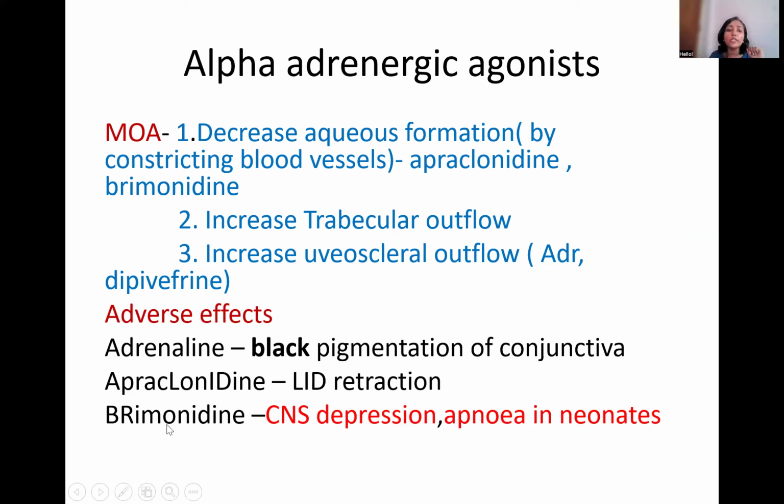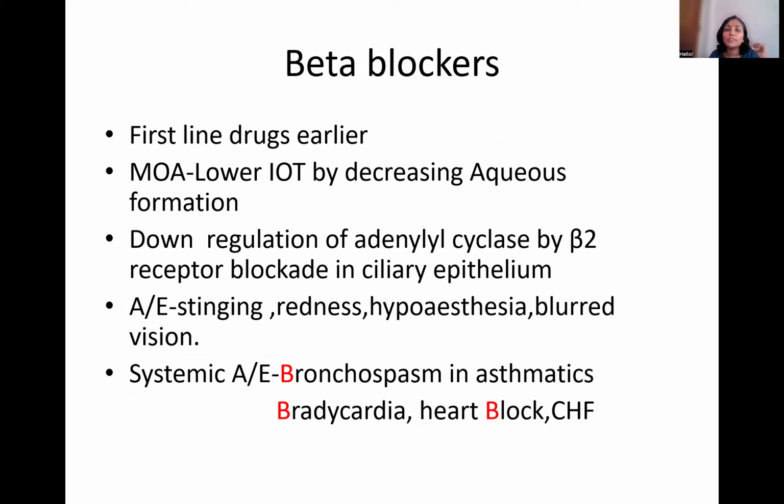Then comes brimonidine. Brimonidine will cause CNS depression and apnea in neonates. BR is highlighted here, so it will cause brain depression or CNS depression and apnea in neonates and infants. So it should not be used in infants. These are the alpha adrenergic agonists. Coming to the next class, beta blockers. Beta blockers were initially used as the first line drugs. Now, latanoprost and the prostaglandin analogs are the first choice drugs in glaucoma.